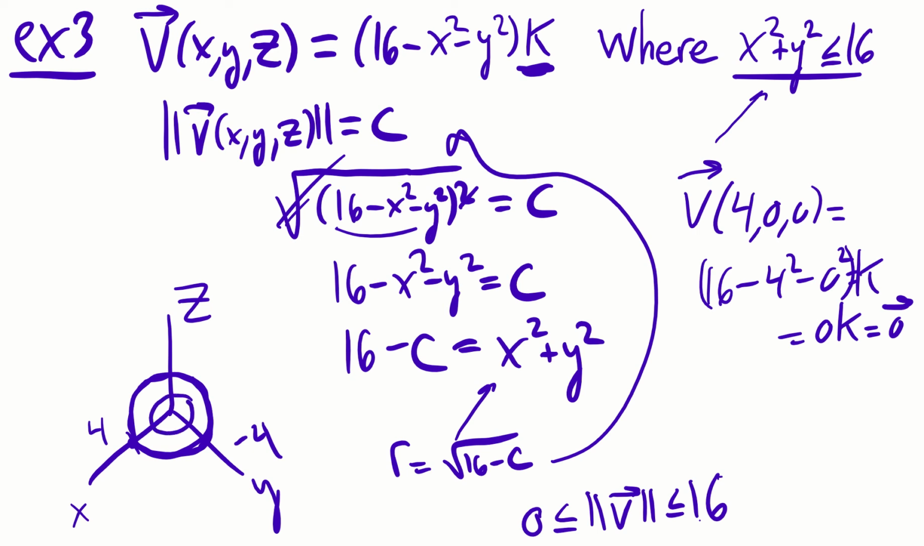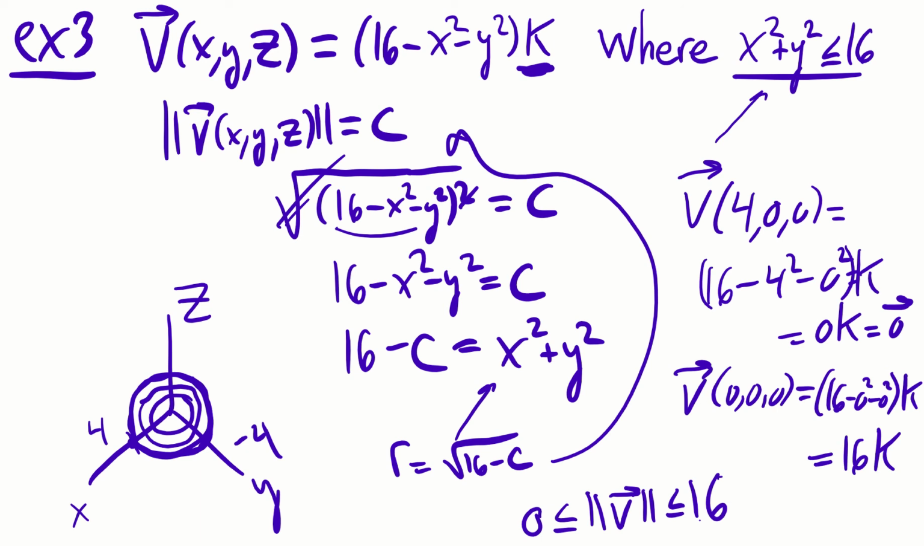We know from what we just showed a moment ago that the vectors are all going to have the same magnitude on a circle of the same radius centered at the origin. Let's pick another vector. What about the vector at the origin? If I plug in 0, 0, 0, we would get 16 minus 0 squared minus 0 squared k, which would be 16k. So at the origin, we would have a vector pointing up, and coincidentally with magnitude 16.